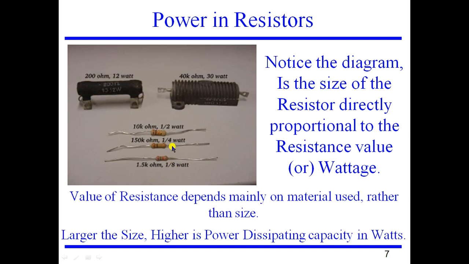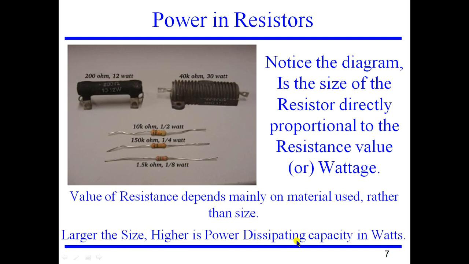You see that you have a 1 by 8 watt, you have a quarter watt, you have a half watt resistor, you have a 12 watt, and as the size keeps on increasing, you see that it is a 30 watt. So please remember that when your size increases in your resistor, it means that the resistance is not increasing, the power is only increasing over there. So value of resistance depends mainly on the material used. So if you want your resistor to have the resistance value to be changing, you will be changing the material that is being used over there rather than the size.